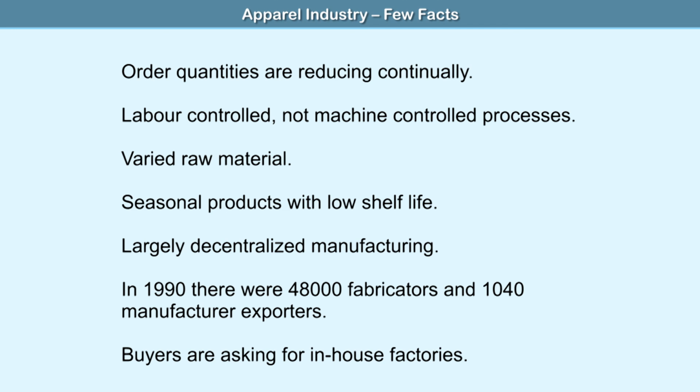Apparel industry, few facts. Order quantities are reducing continually. Labor controlled, not machine controlled processes. Varied raw material, seasonal products with low shelf life. Largely decentralized manufacturing. In 1990, there were 48,000 fabricators and 1,040 manufacturer exporters. Buyers are asking for in-house factories.